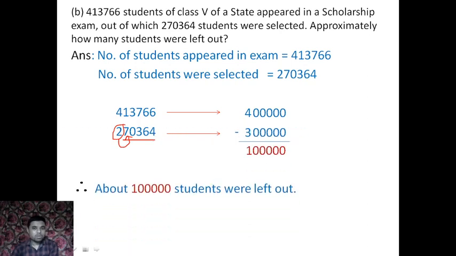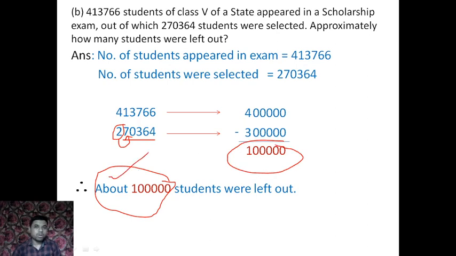Okay, now do the subtraction and write it. And here also you have written what? About the students, about 1 lakh students. Okay, actually if you do the subtraction, it will not be exactly 1 lakh. 1 lakh is the estimated difference. That's why we will write about, not exactly. Is it clear, my dear students?